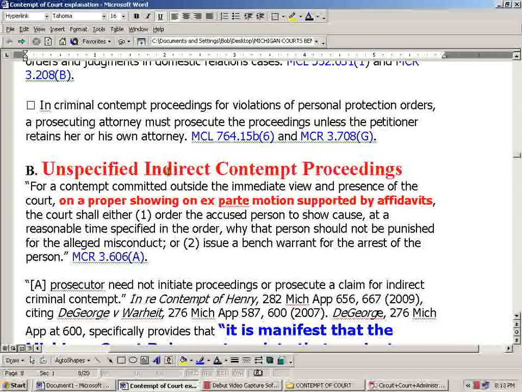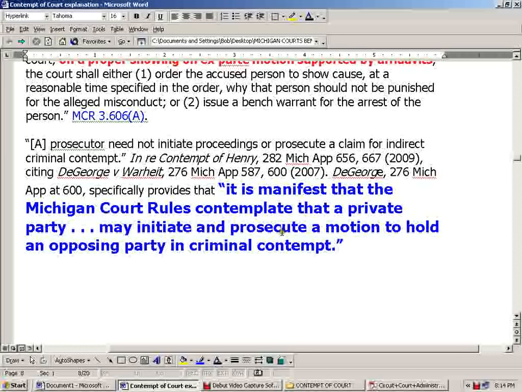Unspecified indirect contempt proceedings. For contempt committed outside the immediate view and presence of the court, on proper showing of an ex parte motion supported by affidavits, the court shall either order the accused person to show cause, within a reasonable time specified in the order, why that person should not be punished for the alleged misconduct, or issue a bench warrant for the arrest of the person. Either or. A prosecutor need not initiate proceedings for or prosecute a claim for indirect criminal contempt.